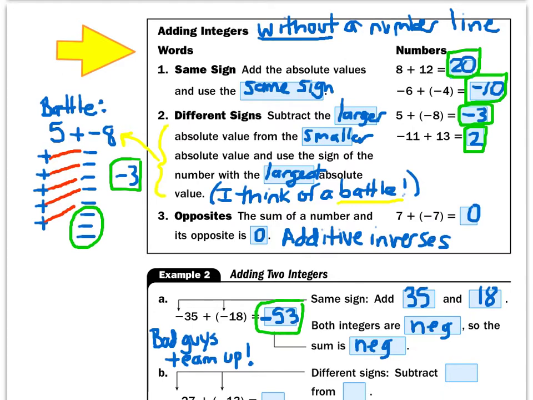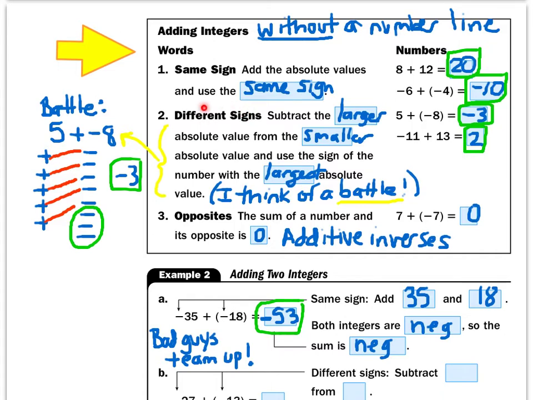So I like to think of it as a battle, okay? For example, positive 8 means 8 good guys. Positive 12 means 12 good guys. So 8 good guys plus 12 more good guys makes a total of 20 good guys, and so it's positive. If I'm adding negatives, negative 6 plus negative 4, well, they're all bad guys. So negative 6 plus negative 4 would make negative 10. So if they have the same sign, we add them together and use that sign.